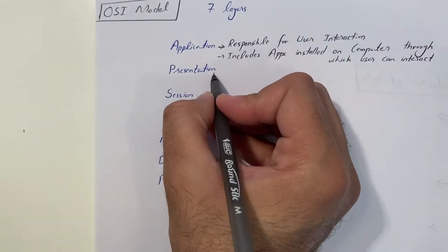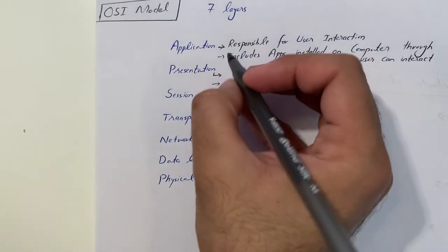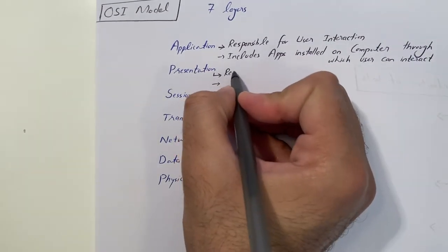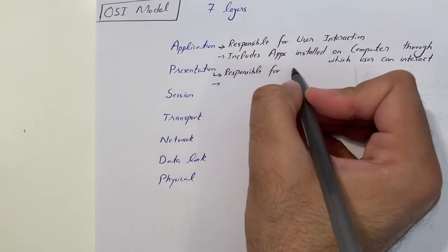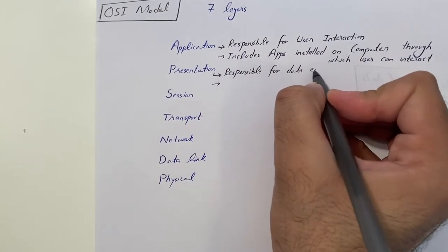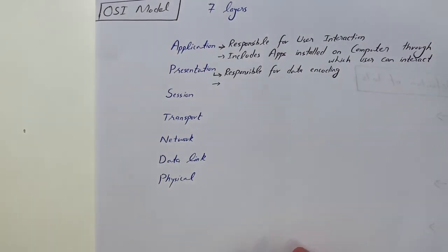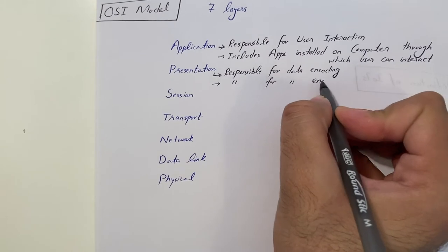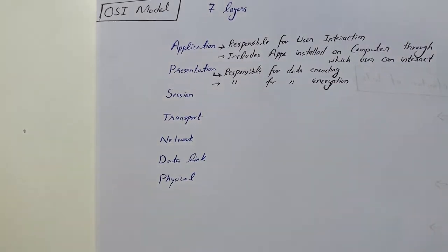Then we come to the presentation layer. There are two main things that the presentation layer does. Number one, it is responsible for data encoding, like source coding, channel coding, data expansion, data formatting. And then it is also responsible for data encryption. Like cryptography, basically, it comes in this particular domain, the presentation layer.